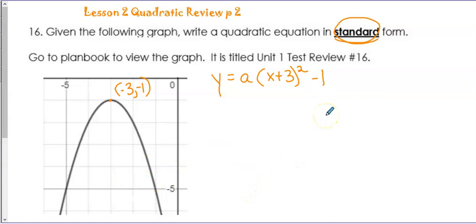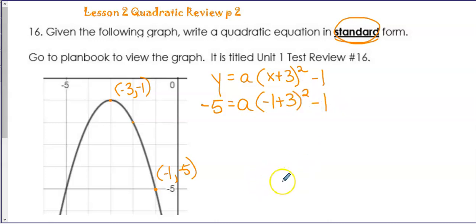So what we're going to do is use another point on this graph to find the a value. There are 2 points that I can see that look like they're pretty good ones. One of them is right here, and then another one is right here. I'm going to use this one down here. This is -1, -5. So I'm going to use -1, -5 to plug in for x and y so that the a value is the only thing that's unknown, so I can solve for that. So I'll put a -5 in for y, and then a -1 for x, and then I will solve for a.